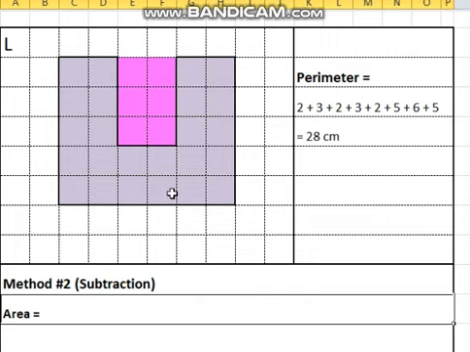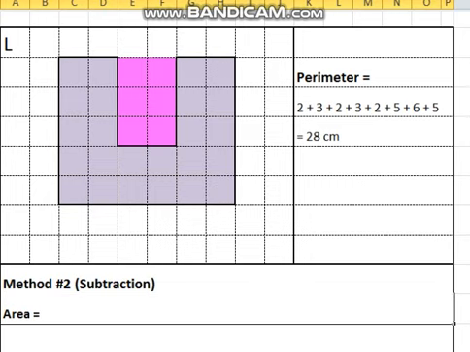So let's do this by subtraction. We do the total area first. The length is 6, the breadth is 5, right? So the total area, 6 times 5, minus the pink shape's area, which is 3 times 2. 6 times 5 is 30, minus 6, it becomes 24 square centimeter.